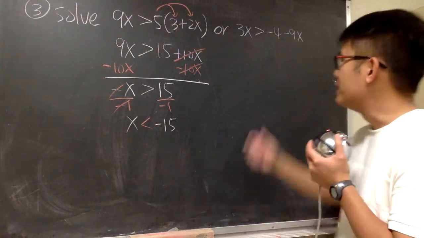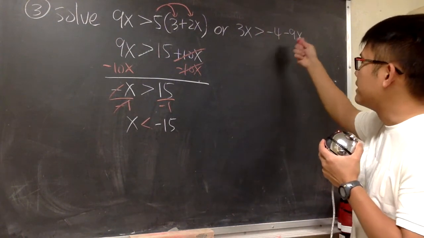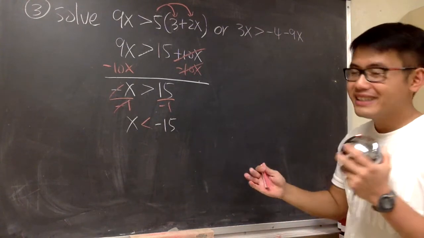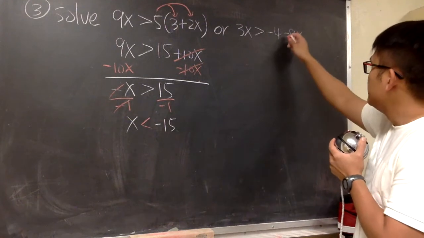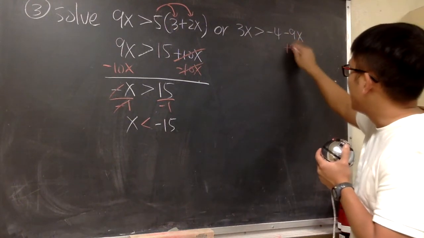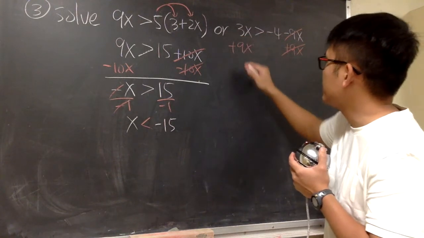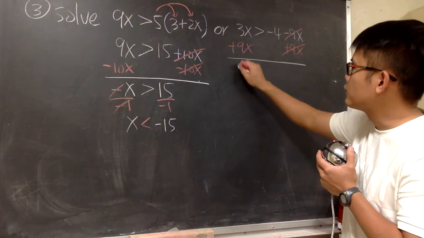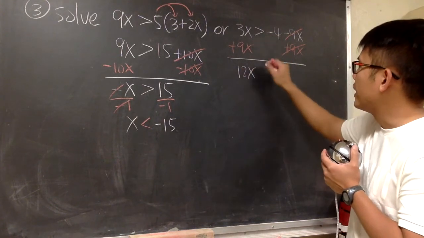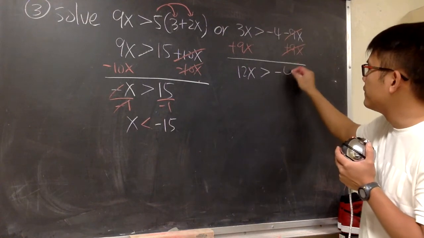And now let's move to the second one here. 3x is greater than negative 4 minus 9x. Once again, let's move the x to the left-hand side. This is negative 9x, so we have to add the 9x on both sides. They will cancel, right? So let's do that real quick. And then we have 3x plus 9x, that's 12x. Maintain the same symbol, the greater than, and this is negative 4.